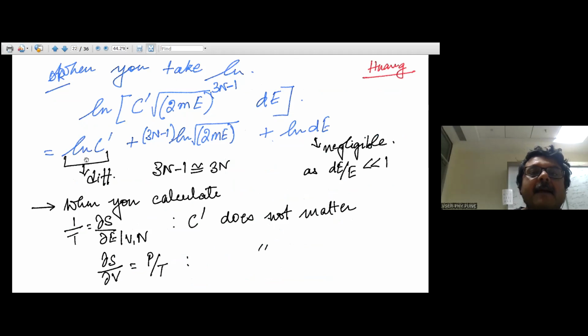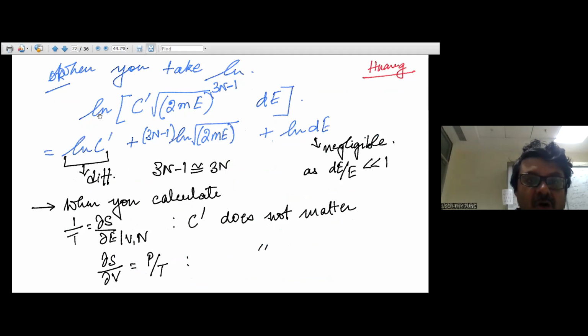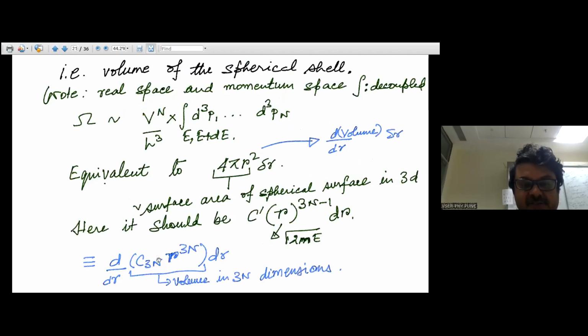Now, when we are working with entropy, when we are calculating a statistical thermodynamic quantity and relating it, we are not working with this. We are working with log. So what I want to say is, if you take the derivative of this, you'll be getting C dash r to the power 3n minus 1 dr.